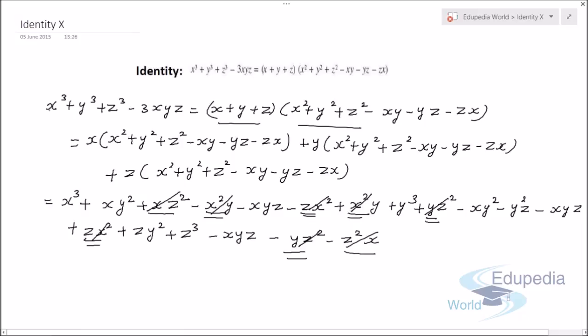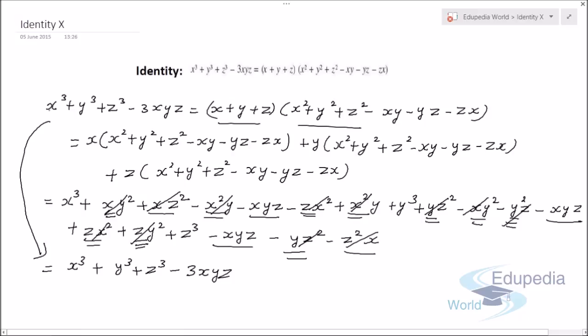Similarly we have this term and this term equal and opposite sign, so they will get cancelled, and this term and this term, they will also get cancelled. So what we are left with? We are left with x cube plus y cube plus z cube, and we have 3 minus terms of x, y, z. See, one term and one term, they have all equal sign, so they will get added, so it will come out to be minus 3xyz. So which is the proof of the identity.